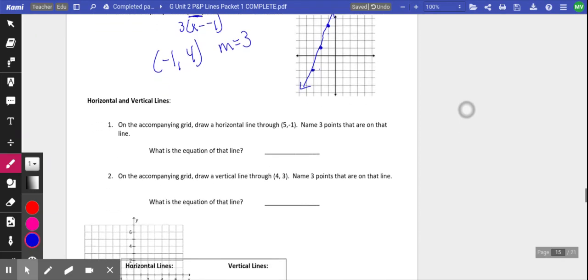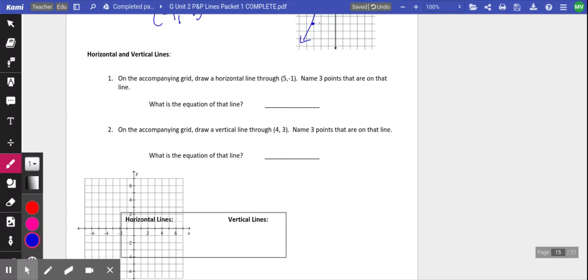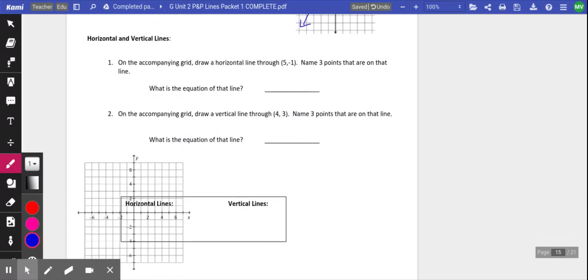Now up here, I'm going to use this graph down here to help me, even though this box kind of got in the way. And I want you to pause and think about these two equations and try to do this on your own.